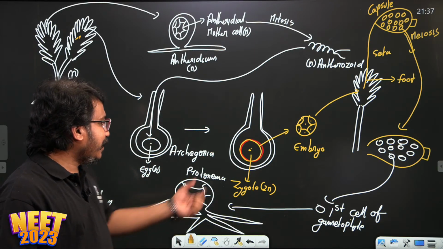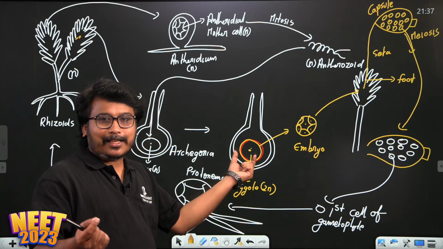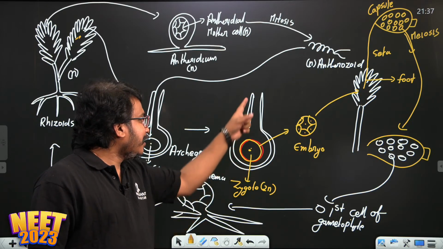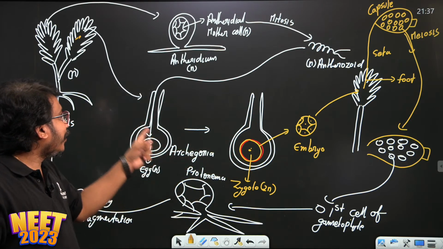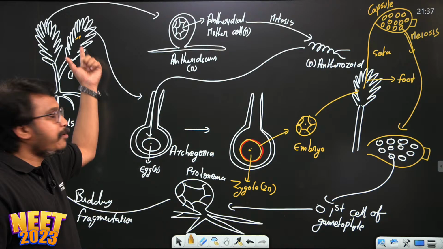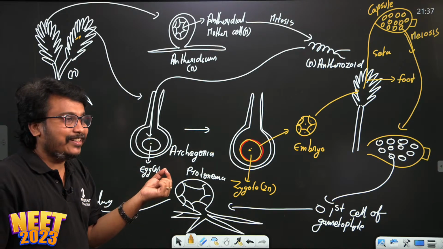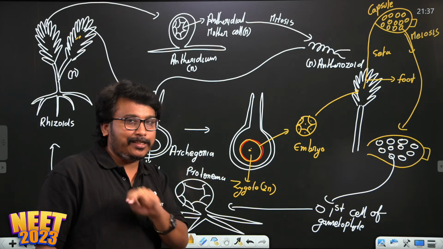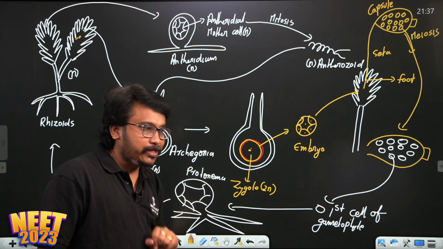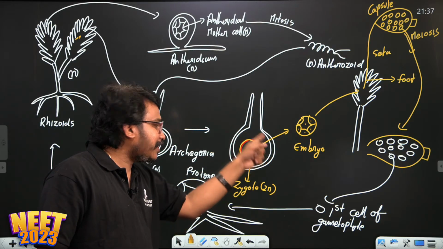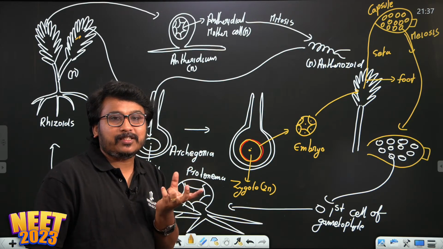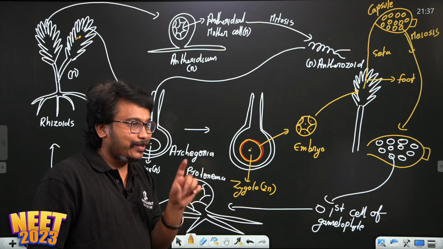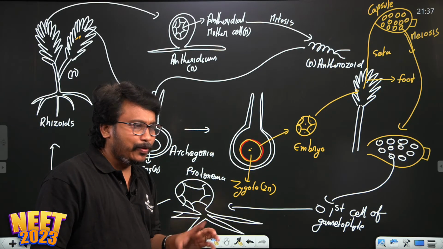So here you can see the zygote is the first cell of the spore producing generation, that is produced inside the archegonia, that is the female gametophyte present in this main plant. So it is a true statement. Sriveda, the first cell is zygote, that is diploid, and it is the spore producing generation. It is produced inside the archegonia that represents the female gametophyte. So the statement is correct only. Hope you understood.